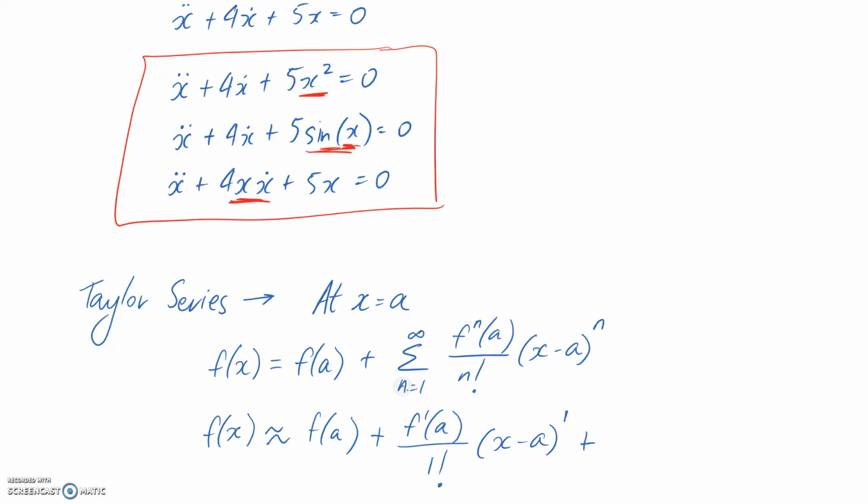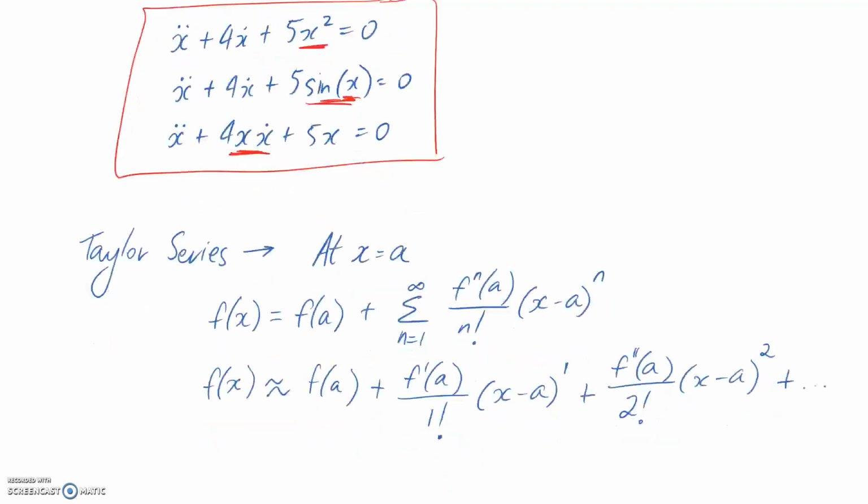Plus, okay, let's say we take n equals 2. It's going to be f double dash of a, so the second derivative at a. This becomes 2 factorial, x minus a to the power of 2, and so on. We can keep going with as many terms as we want.